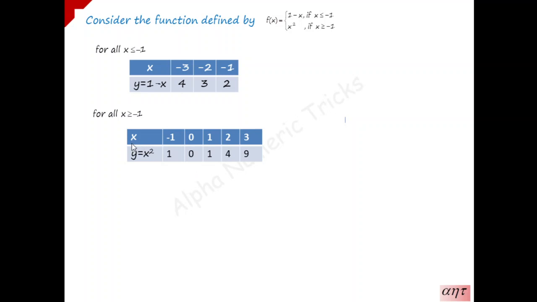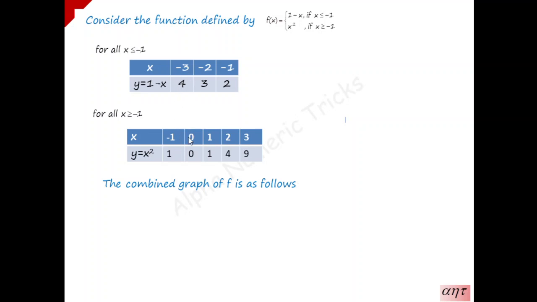When x is equal to minus 1, what about the y value? Minus 1 the whole squared is 1. When x is equal to 0, y is equal to 0. When x is equal to 1, 1 squared, y is equal to 1. When x is equal to 2, y is equal to 2 squared, which is 4. When x is equal to 3, y is equal to 3 squared, which is 9. So these are the points we obtain. So the combined graph of f is as follows.